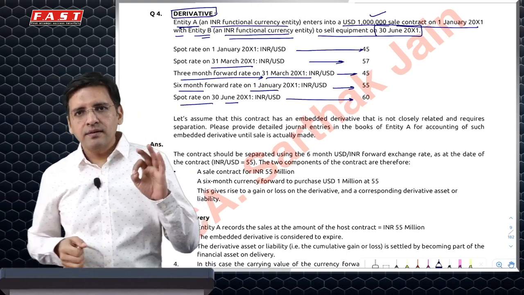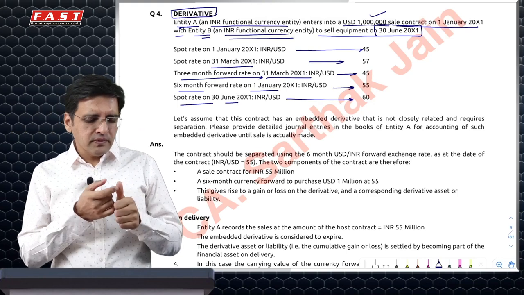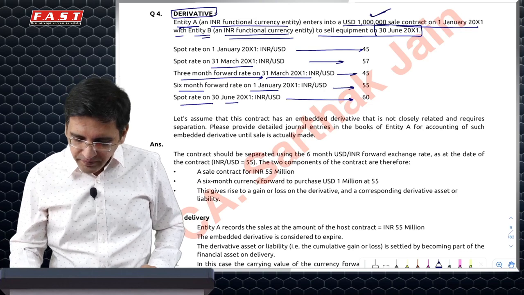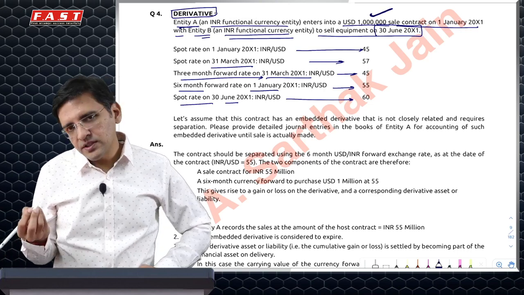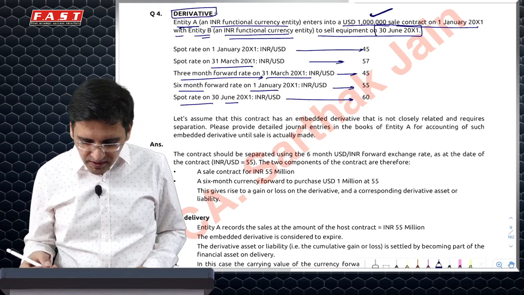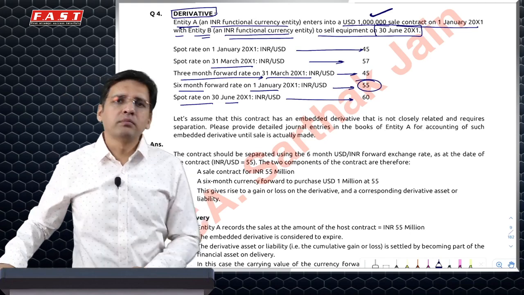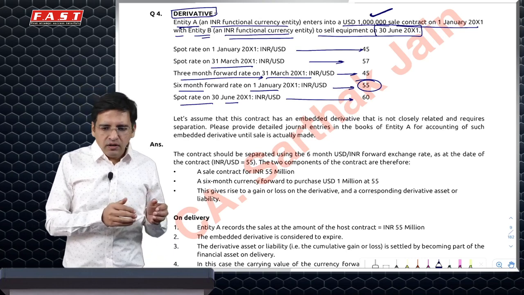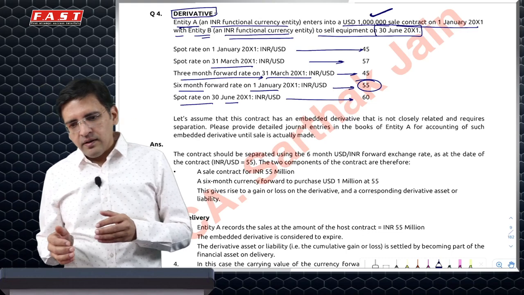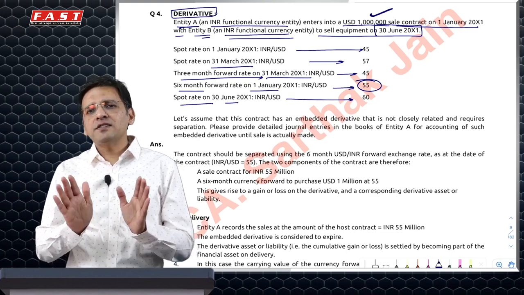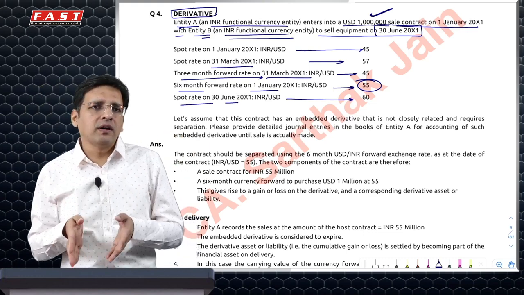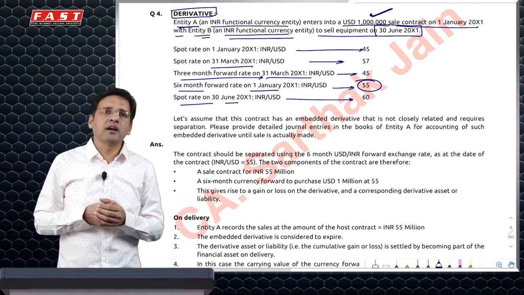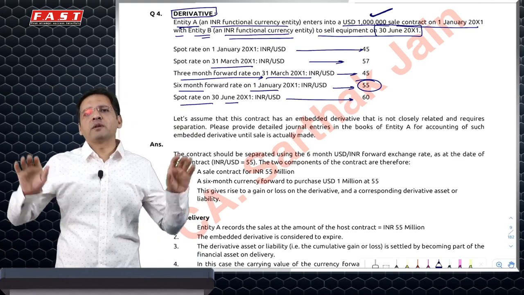Now, one thing is clear here: when you did this particular contract, you knew ideally from this sale what you are going to make is 55 million. Reason? You could have taken a 6-month forward at 55. That means ideally speaking, if you are not really speculating, you would have taken a forward and said, okay, give me a forward, 55 bucks is what I get if I give you $1. So 55 million was my sale.